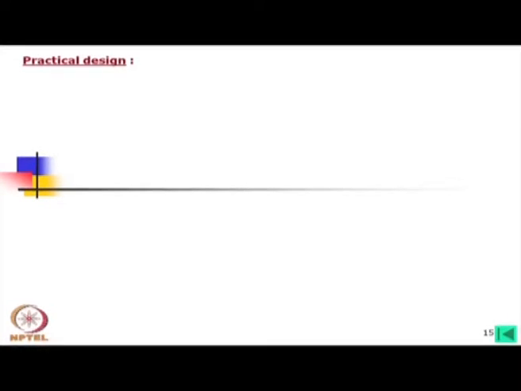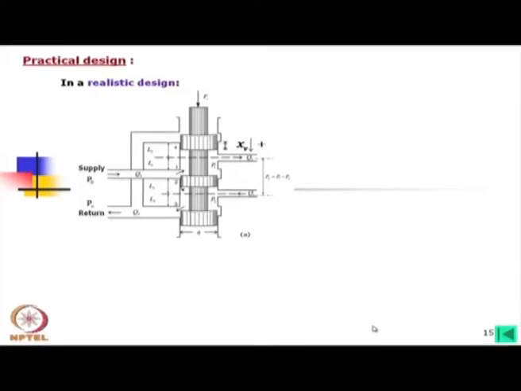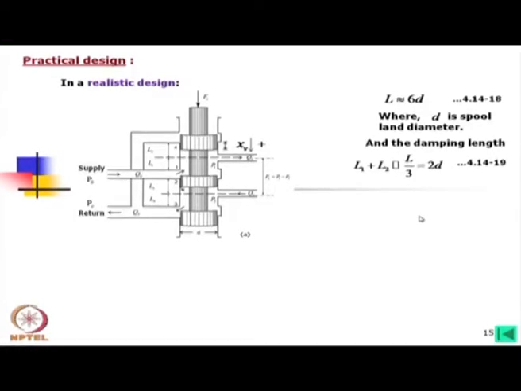Now, we shall consider a practical design. So, let us consider this is a valve and we are trying to find out what might be the force. Now, in an earlier lecture, as I have told, L is the damping length, it can be taken as 6 d. What is d? It is the spool land diameter. And the damping length L1 plus L2 is coming like this.